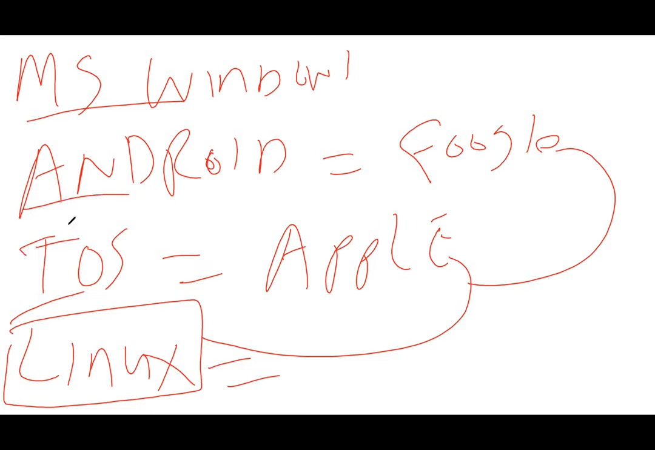But we'll explain that. For now, these are the ones I want you to understand. These are the operating systems. These are your translators that help you and your computer talk and communicate. Okay?